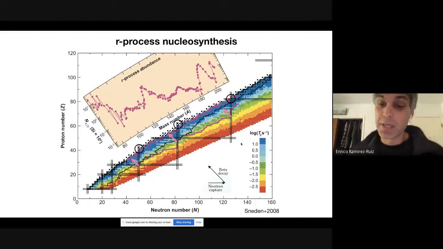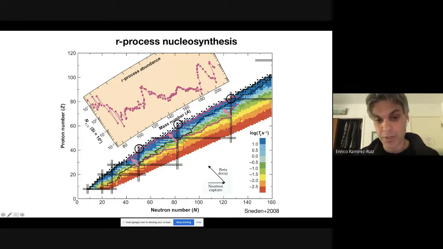Okay, so let's just get ourselves oriented in this plane. So imagine that you are doing S process capture. So I'm moving here close to stability. I see this magic number. I stagnate here, so I'm going to have my first peak here. I continue, my second peak here, and I continue, my third peak here.